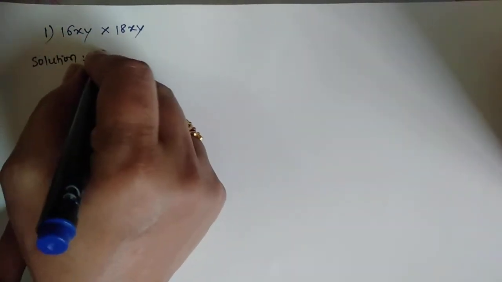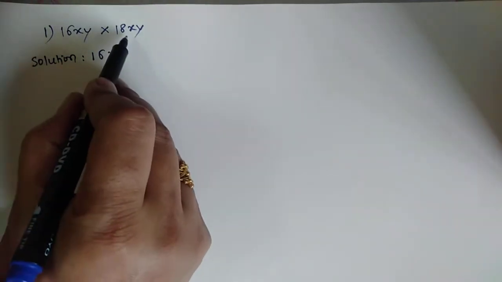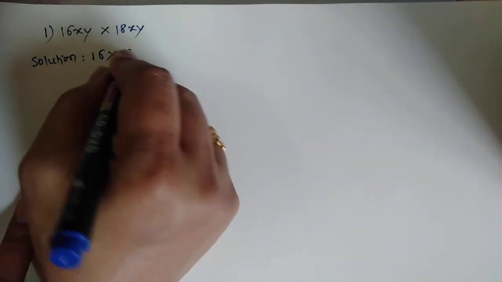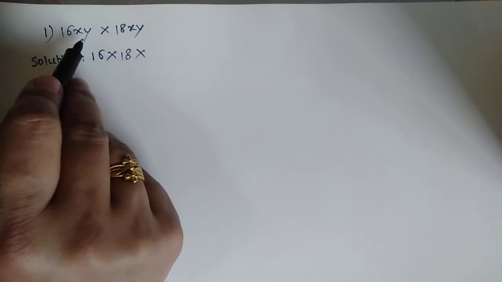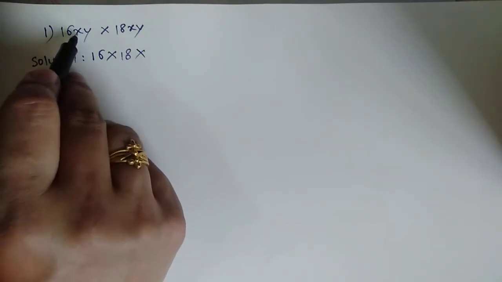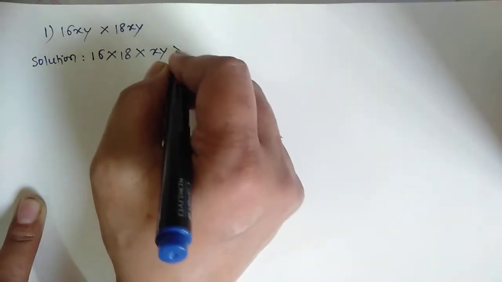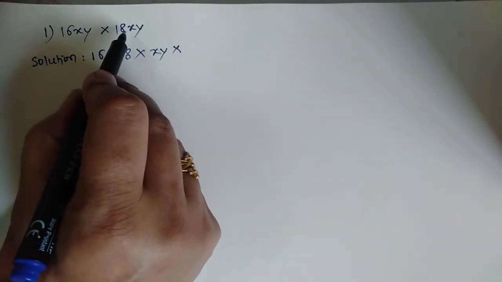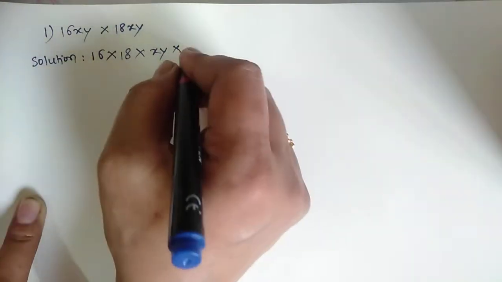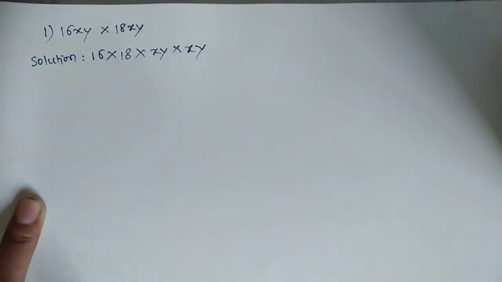So firstly take the multiplication of numeral parts. Coefficient of first term is 16, coefficient of second term is 18. After that take the multiplication of variables: x into y of the first term, multiplied by x into y of the second term.